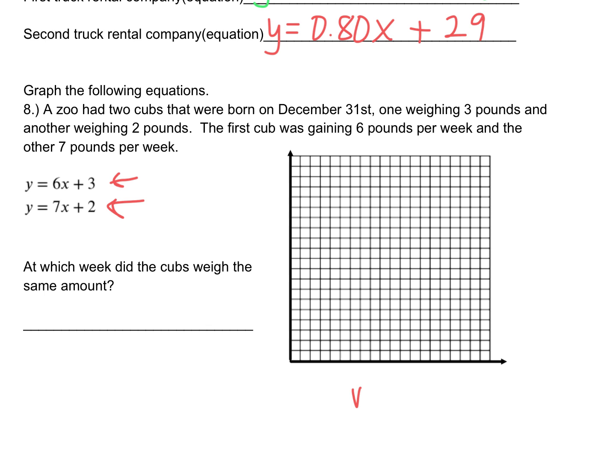Okay, so we need the weeks. Figure out when they would weigh the same amount. So the weeks and the pounds would be our labels. And I might be able to just fit ones here. I'm going to try to just count by ones on my graph.